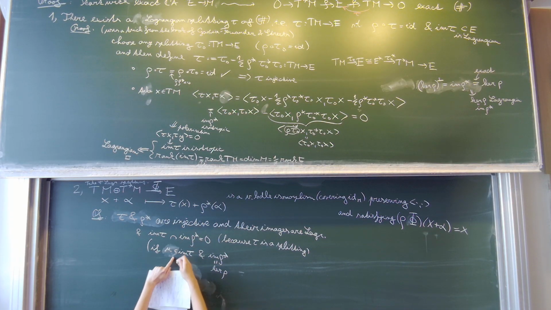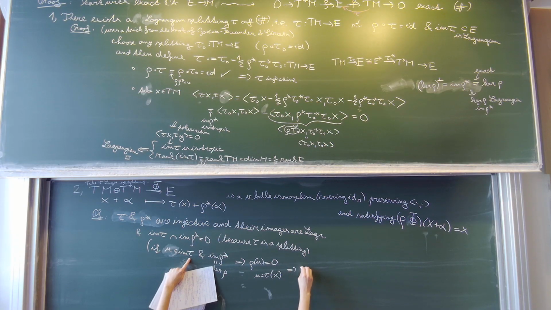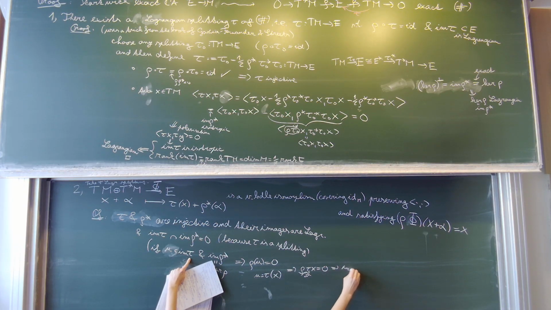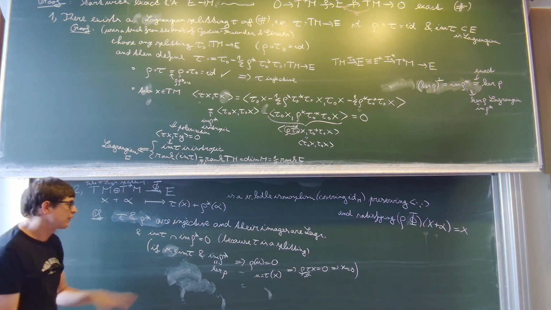Okay, so if it's both in the image of tau and in the kernel of rho, then if I apply rho onto it, I should get 0 because it's in the kernel. But because it was in the image of tau, it means that u is tau of some x. And the above then tells us that rho on tau of x should be 0, but rho of tau is the identity, so x is 0. Okay. So there I have the intersection.